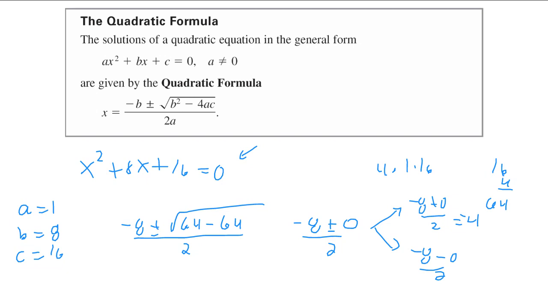Why is it wrong? Because I'm not getting the same answer as the last one. This was the same problem that we did, it was negative 4 and negative 4, wasn't it? On the last one? Uh-huh. All right.